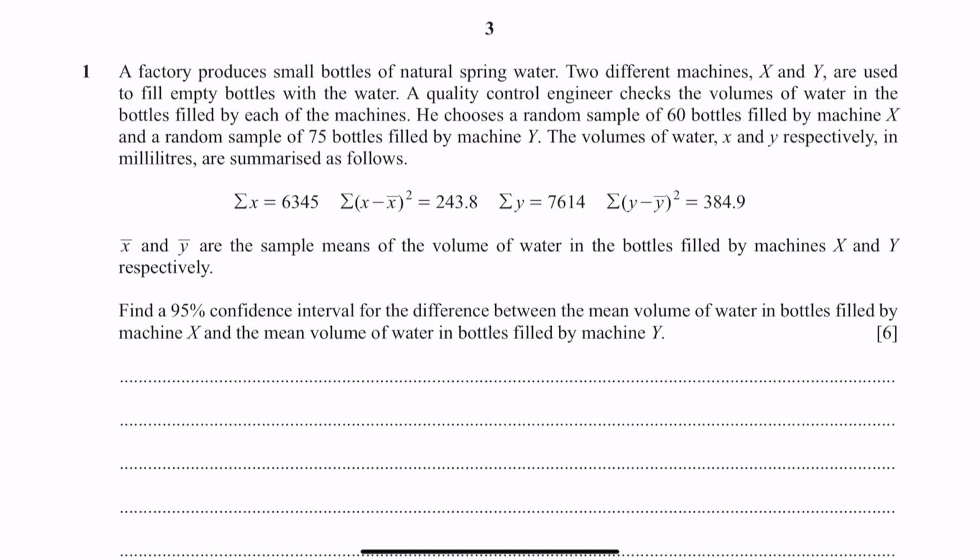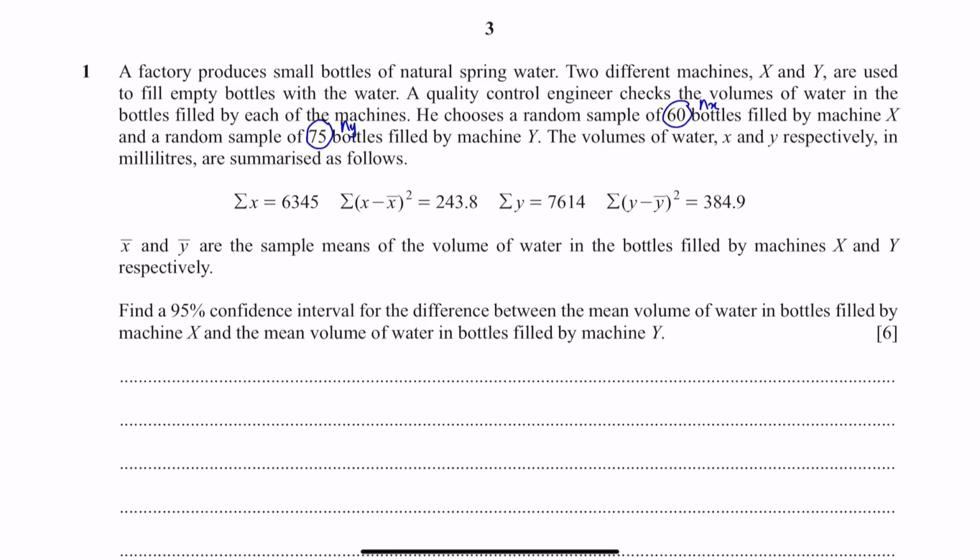First question. A factory produces small bottles of natural spring water. Two different machines X and Y are used. A quality control engineer checks the volumes of the water in bottles and he chooses a random sample of 60 bottles filled by machine X. That means this is the number of samples for X. And a random sample of 75 bottles filled by machine Y. So this will be the number of samples for Y.